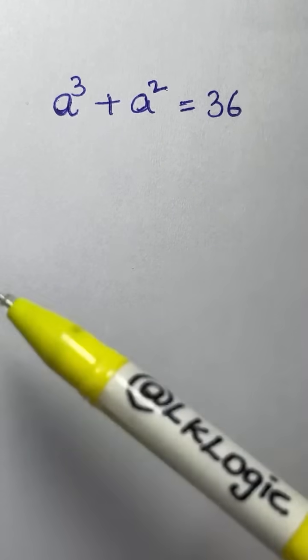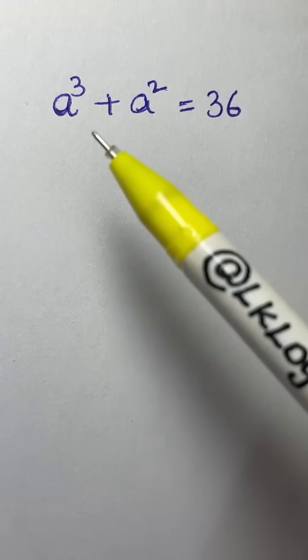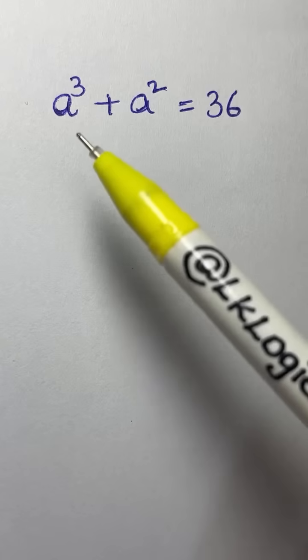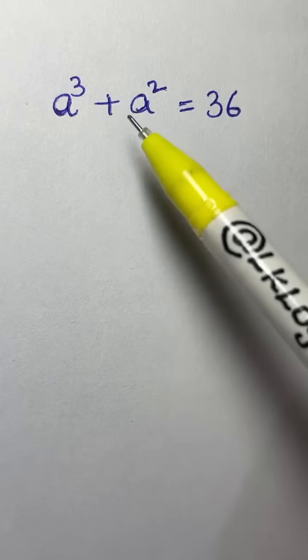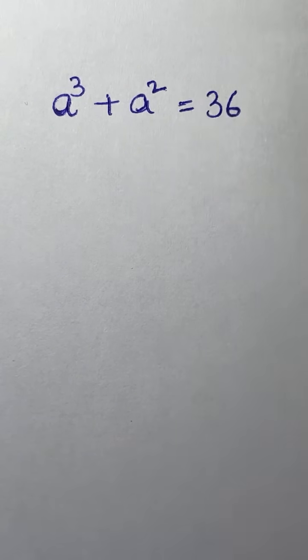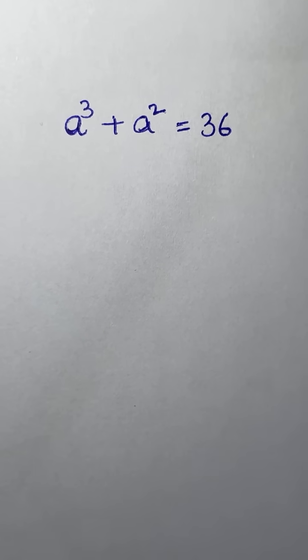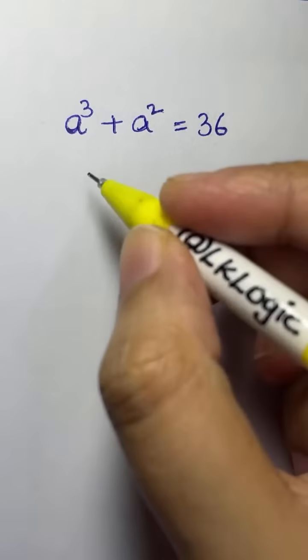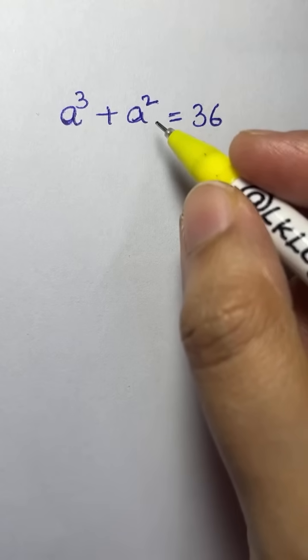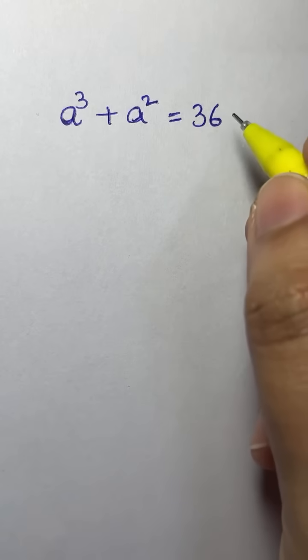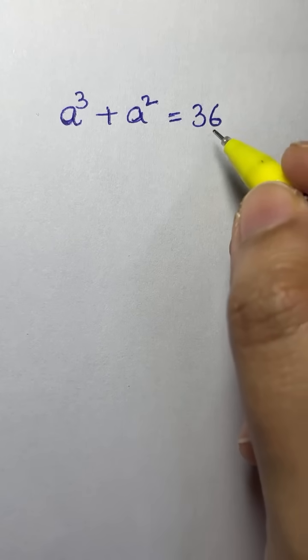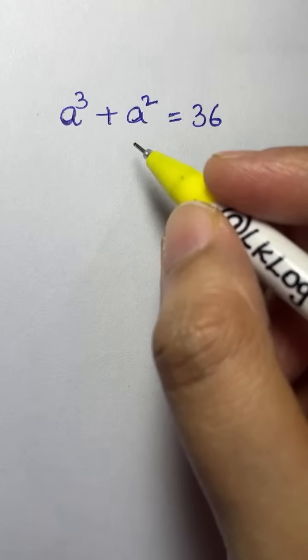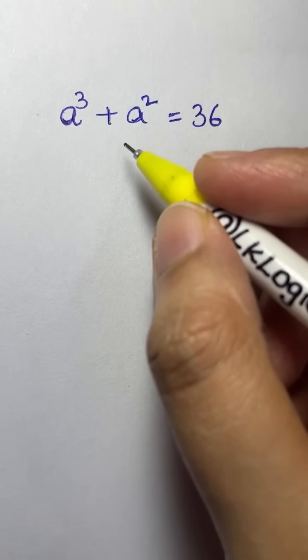We are going to solve one math Olympiad question, in which we have to solve an equation that's a cube plus a square equals 36. So how do we solve this for the values of a? Let's start. Okay. So we have variable terms on the left hand side and we have a constant on the right hand side. So let's bring the constant with the variables on the left hand side.